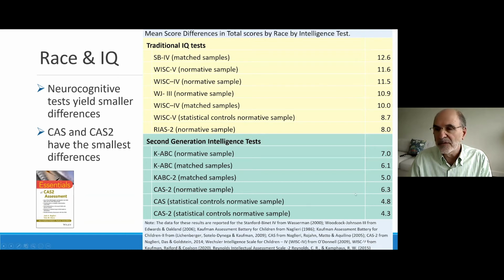And then look at all the results for the CAS. The smallest difference comes from the CAS2 and the CAS, because we measure thinking. It's not about what you know. It's about how well you can think and solve problems. That's what this is all about.